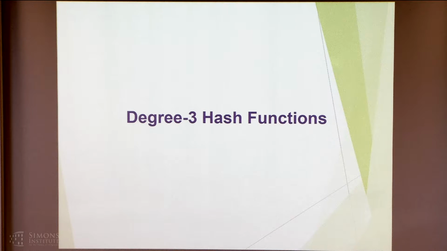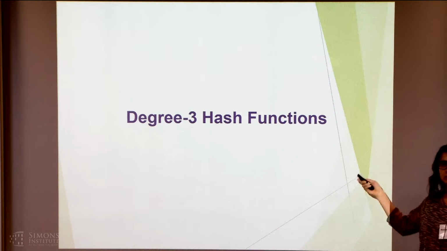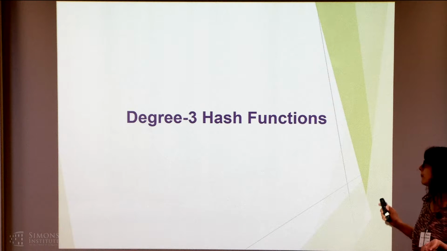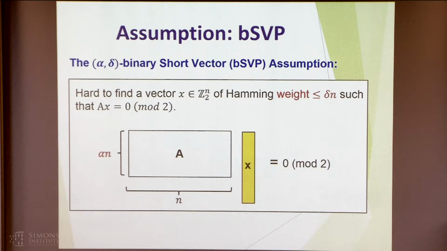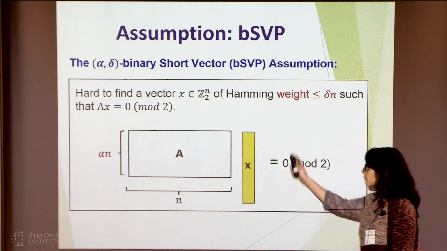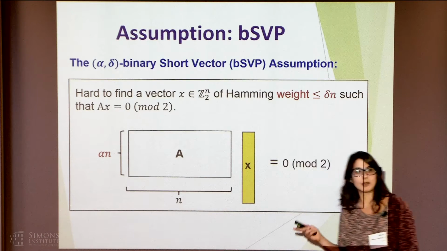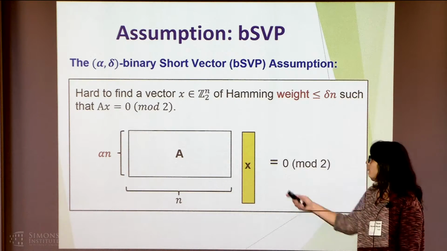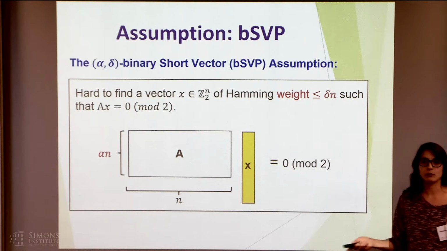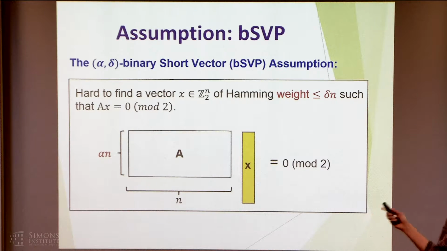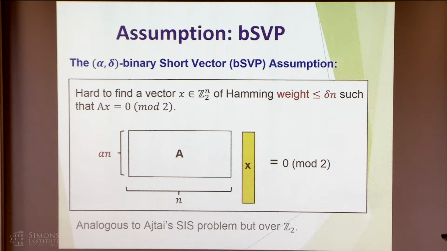So from now on until the end of the talk, I'm going to discuss the degree 3 construction. Let me introduce the new assumption we use, the binary shortest vector problem. In the assumption, we assume that given an alpha n by n random matrix A, finding a vector with relative Hamming weight delta in A's kernel is hard. We can think of this problem as analogous to Ajtai's shortest integer solution problem, but over the binary field.